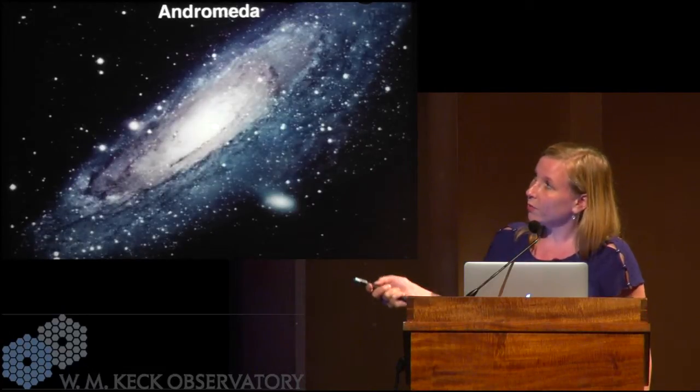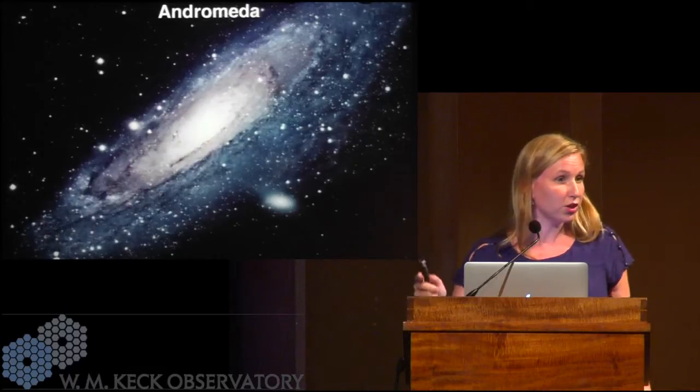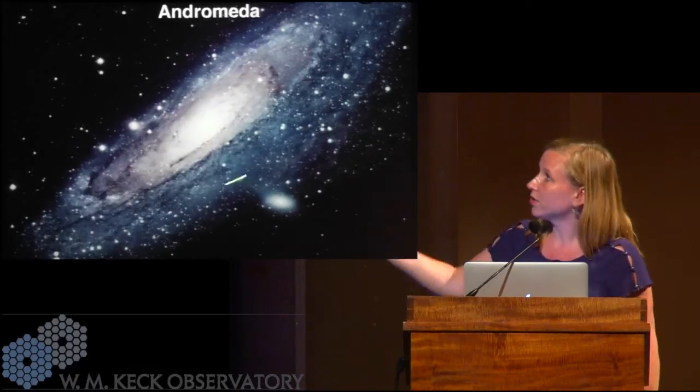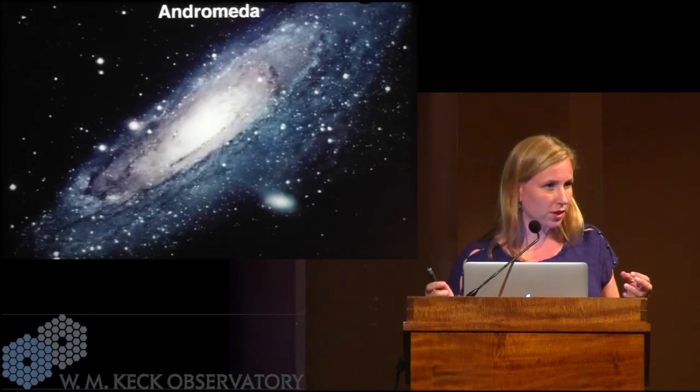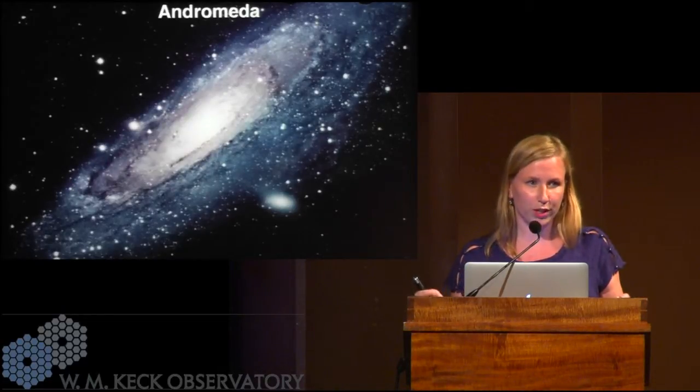And the reason why this is red is because the stars in the center are actually older than the stars in the disk. So blue colors means that we're looking at younger stars, and red colors means that we're looking at older stars.